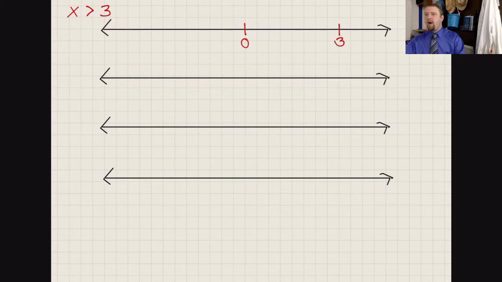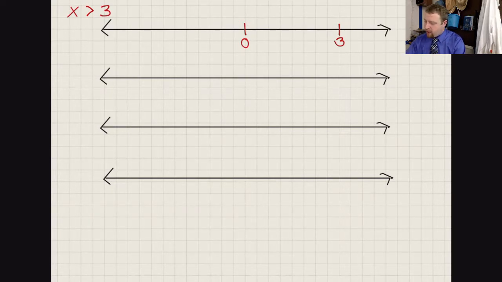Does anyone remember from last year how I'd represent this? Does anyone remember how you would represent something like x is greater than 3? Yeah, Casey? You go to 3 and then you go out. Yeah, okay. You're right. But do you remember what we put near or on the number line? Wasn't it like a filled circle? Yeah, it's kind of like little circles.